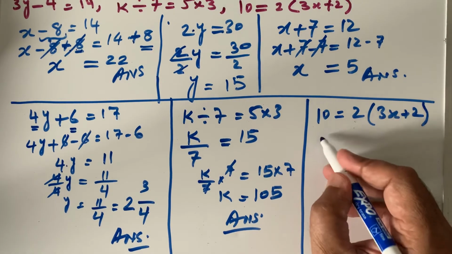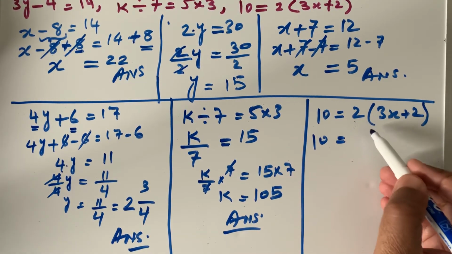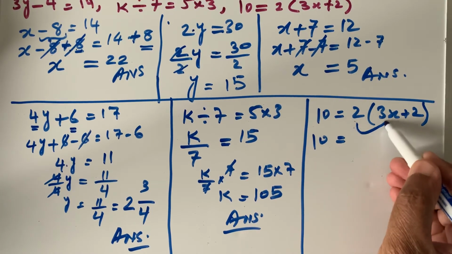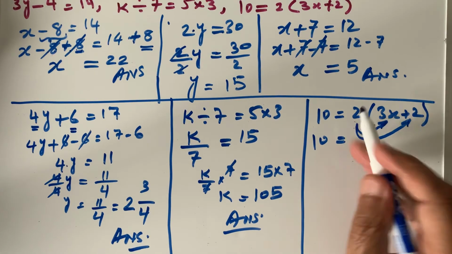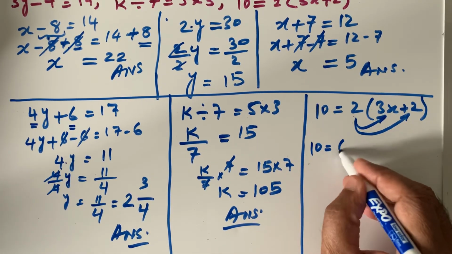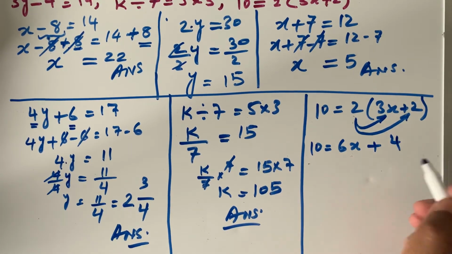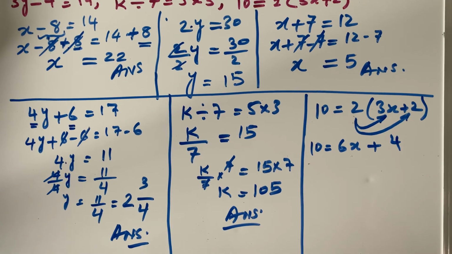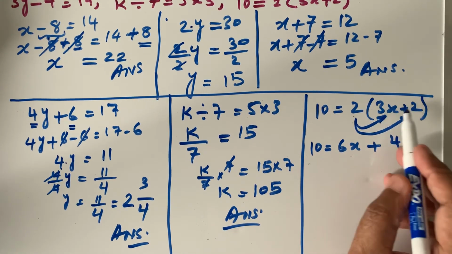Now we have to first expand the bracket. Expanding the bracket means I need to do the same thing which we did with the distributive property of multiplication, like this. So 2 times 3 is 6, right? So I will say 6x, and 2 times 2 is 4, so plus 4. This is now my new equation, right? I expanded it by 2, where 2 is being multiplied by 3x and then 2.